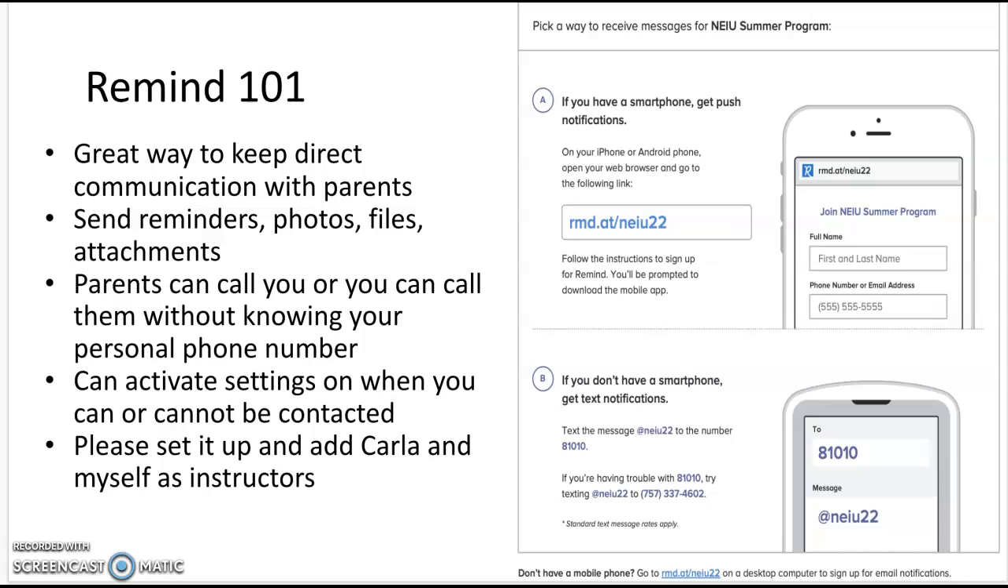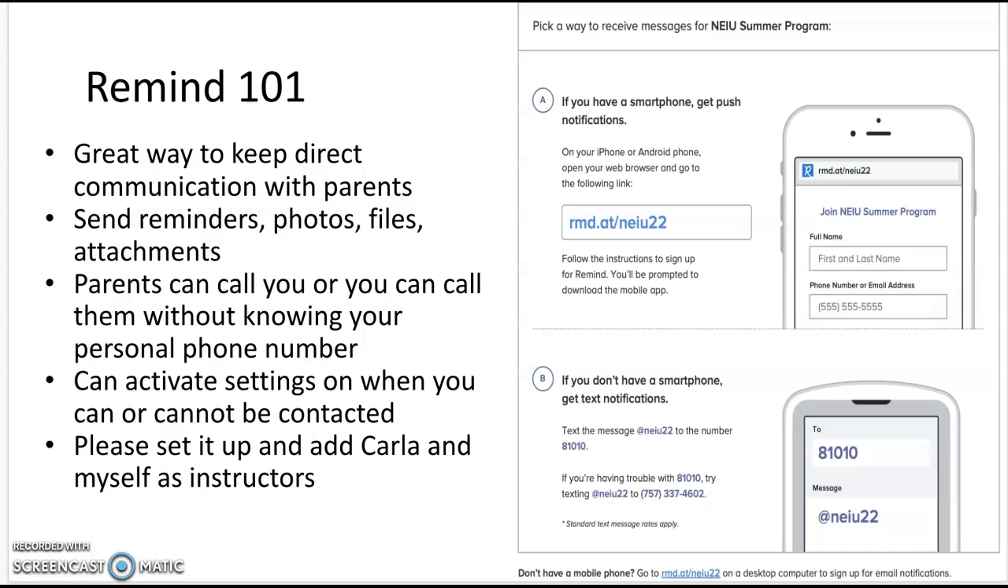Please download the app onto your phone. Remind, remember, is a way that parents can keep in contact with you via text and phone number without them having access to your actual personal phone number. It is a great way to send very important announcements or answer questions that parents may have. So please set it up if you have not set it up already.